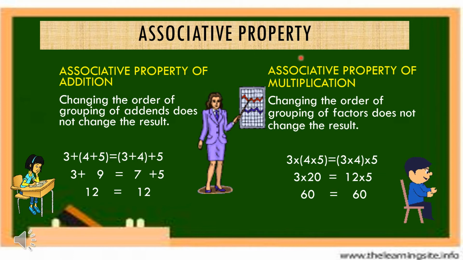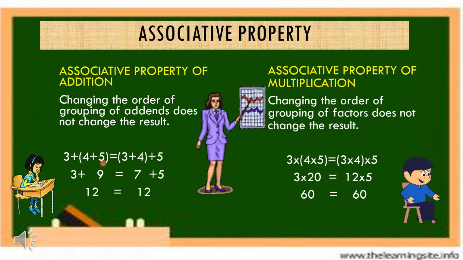We have associative property. So, in associative property, we have two. Associative property of addition and associative property of multiplication. Associative property of addition means changing the order of the groupings of the addends does not change the result. Sa una, ang pinagrupo natin ay 4 at 5. Sa pangalawa, ang pinagroup natin ay 3 at 4. Kahit napalitan natin ang grupo ay hindi pa rin nagbabago ang sagot.